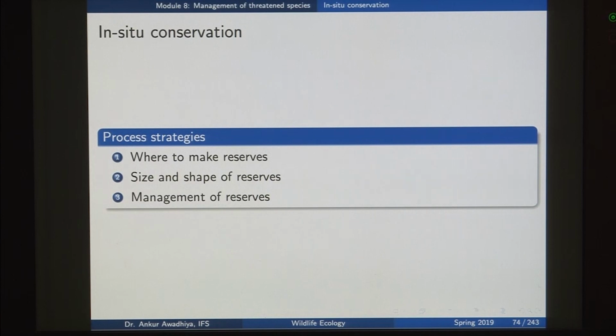Should we have large reserves? Should we have smaller reserves? Or should we have reserves that are, say, linear, or circular, or square in shape? What should be the size and shape of the reserves? What are the ecological principles through which these would be guided? And the third question is, how are we going to manage these reserves? So, we begin with where to make the reserves.